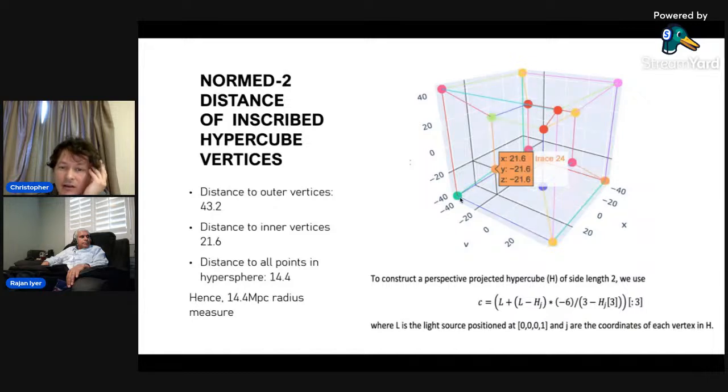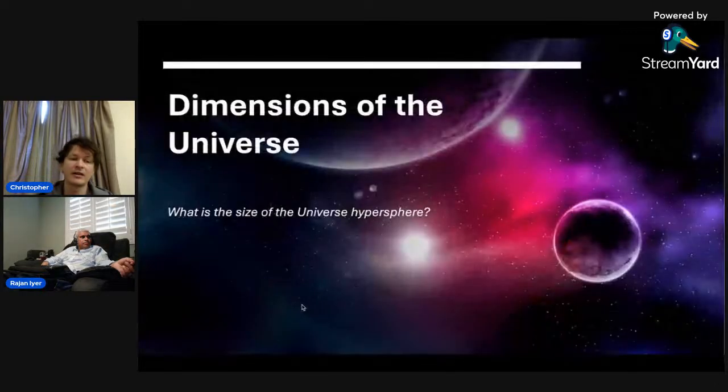So obviously out here it's 43.2 megaparsecs, and the inside is 21.6 megaparsecs. But from a four-dimensional perspective, both of these distances are going to be the same. And we can work it out using this equation here, which generates this cube. So when we take the four-dimensional Euclidean distance of all the points to the central point, from a four-dimensional perspective, the answer is 14.4 megaparsecs. So that's going to be our radius.